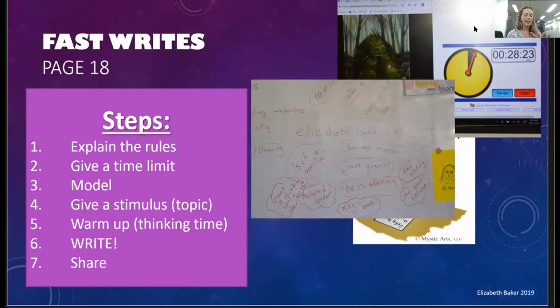This was our thinking, our warm-up. So we did a bit of a brainstorm and questioning what the image was. So is it a gorilla? Is it a swamp monster, a grass giant? And you can see by this brainstorm, it's actually feeding into all the students' ideas, and it's also giving them vocabulary that they can use and work with as they go and start their writing.